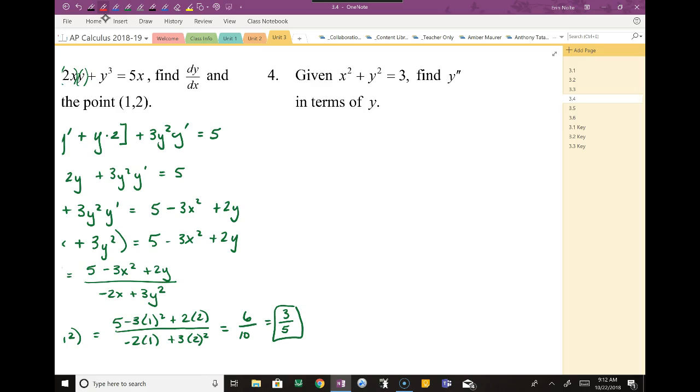Is that right? I don't know if that's right. It seems weird to me. Oh, wait, no. We did, yeah, in terms of y. Oh, yeah, so when we're finished, it's all going to be in terms of y. Oh, I see what's going to happen here. Okay, so we're going to just y prime it.